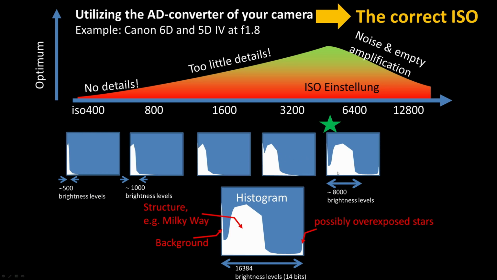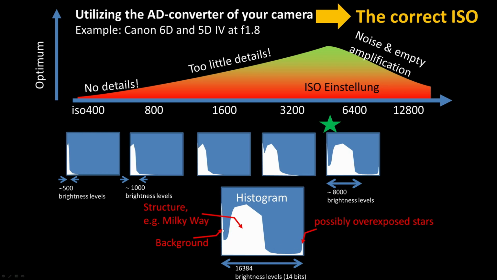And here, your image has about 8000 brightness levels. And the more brightness levels you have, the more you can do in editing in the end, the more details you can get out of the picture. And how does this histogram work here? How do you interpret it?